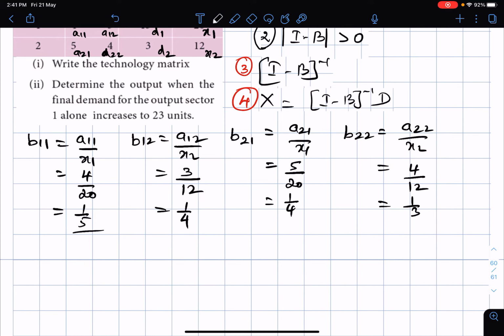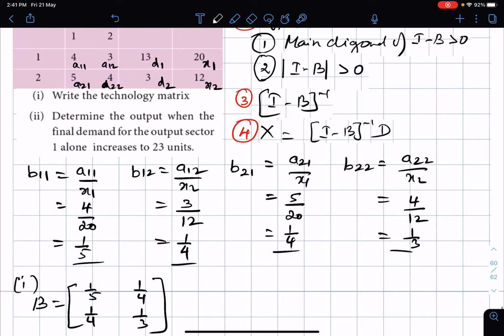So we can write our 4 answers we have got. We are going to write our matrix B, the technological matrix, which is your first subdivision. So what is that going to be? 1 by 5, 1 by 4, again 1 by 4 and 1 by 3. So our first step is over.